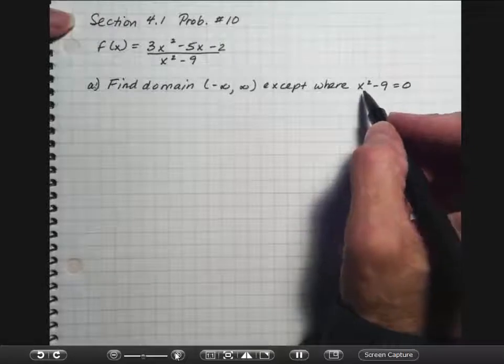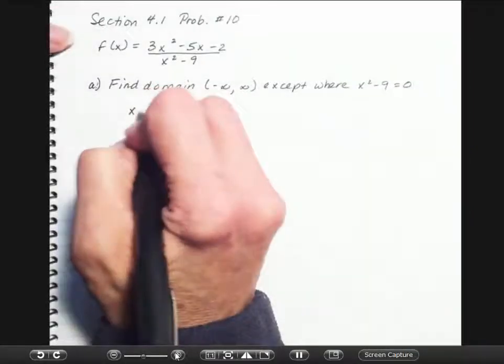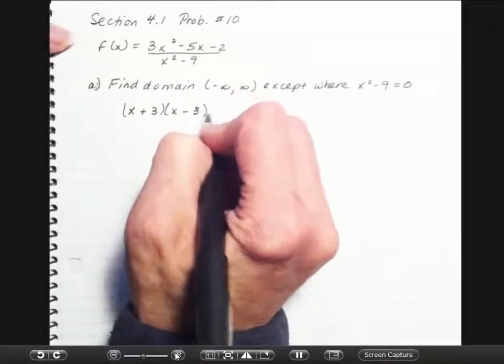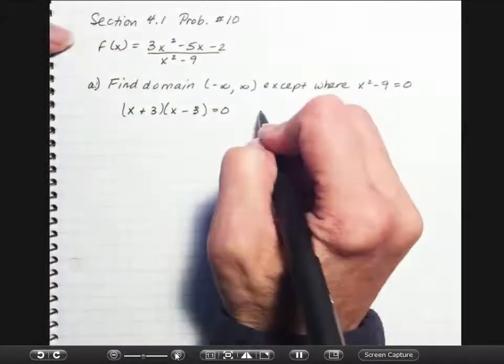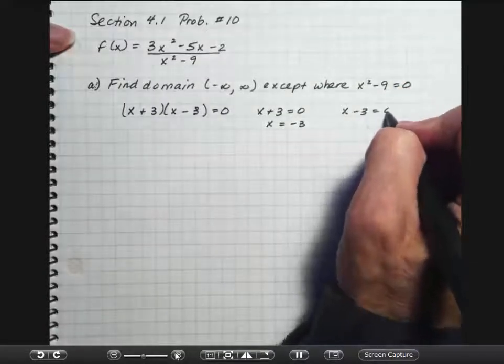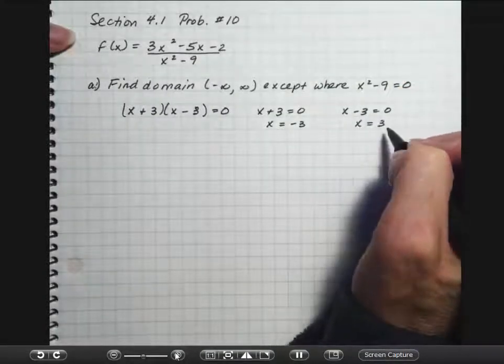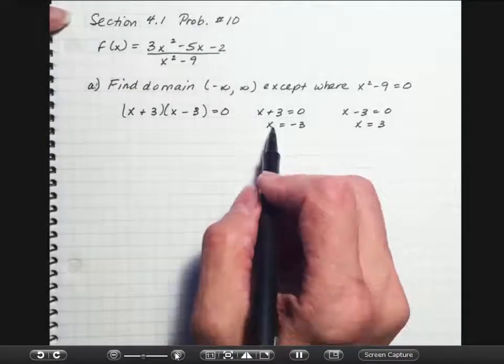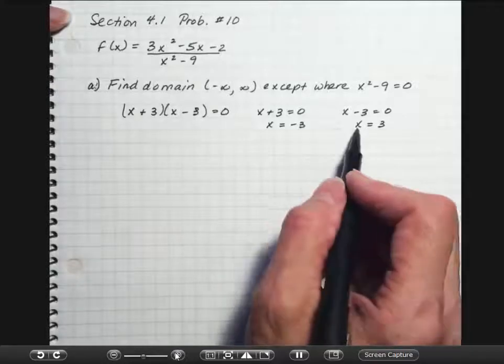So that means that my factors are going to be x plus 3 and x minus 3. Setting each of these equal to 0, I end up with x is equal to negative 3 or x is equal to 3. So my domain then is going to be all real numbers except x equal to negative 3 and x equal to 3.